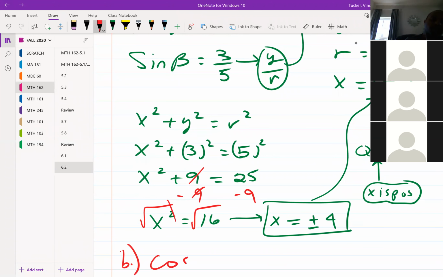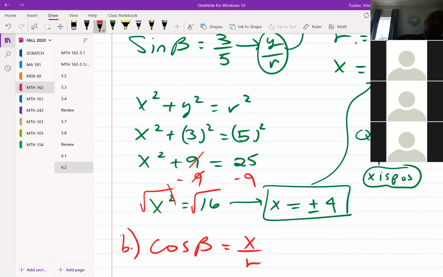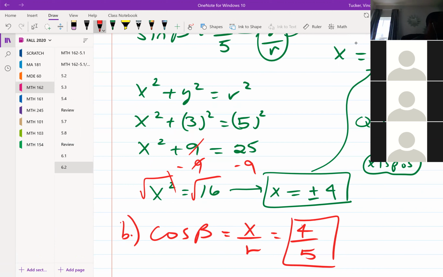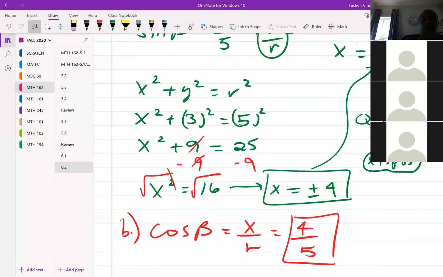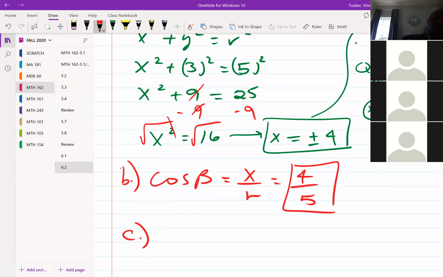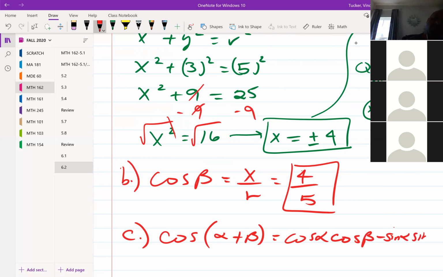Right, so B asks us to find cosine beta, which is X over R, and so that's 4 over 5. Questions before we go to C? No. All right. C was cosine alpha plus beta, which is cosine alpha cosine beta minus sine alpha sine beta.